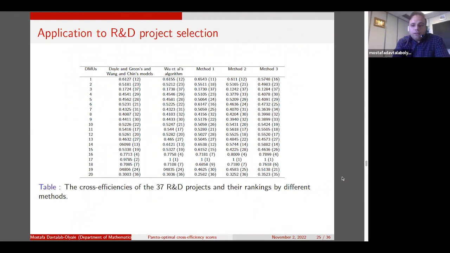we have the results. This table contains the results obtained from our approach, the Wu et al. algorithm, and the Doyle and Green models, the other existing methods in this area. The cross efficiency scores of the DMUs and the ranking of DMUs within brackets obtained from Doyle and Green, Wu et al., and our approach are documented in columns 2, 3, and 4, respectively.